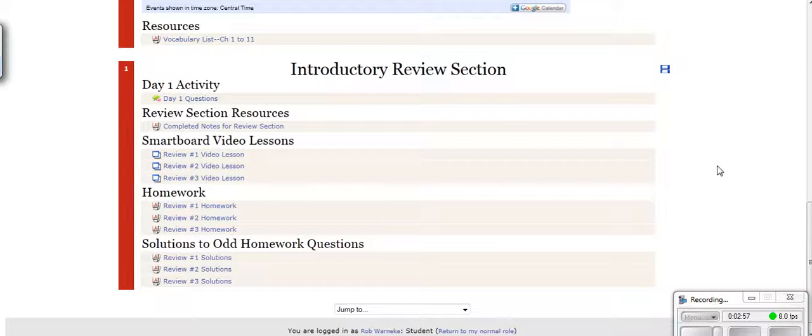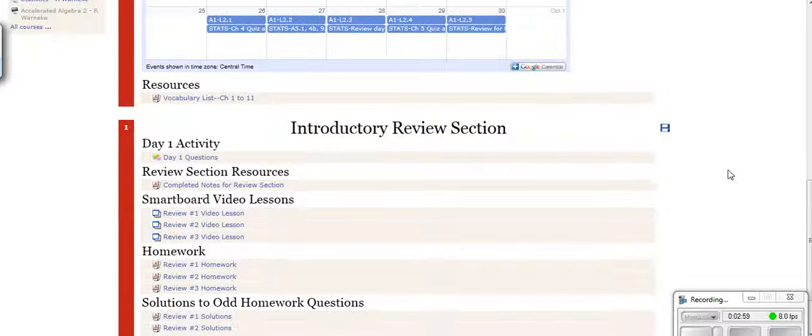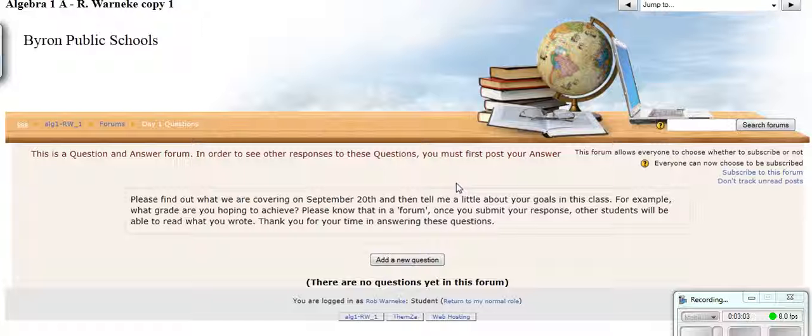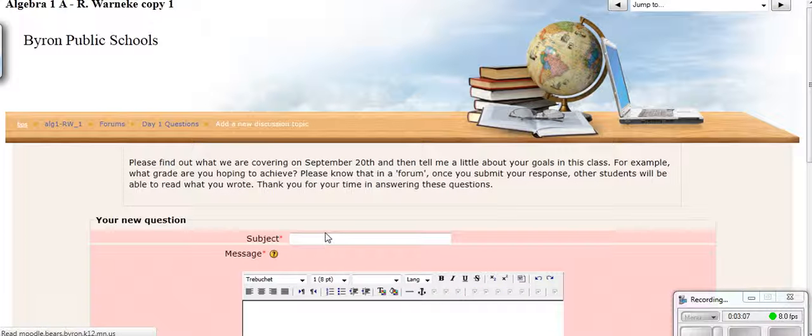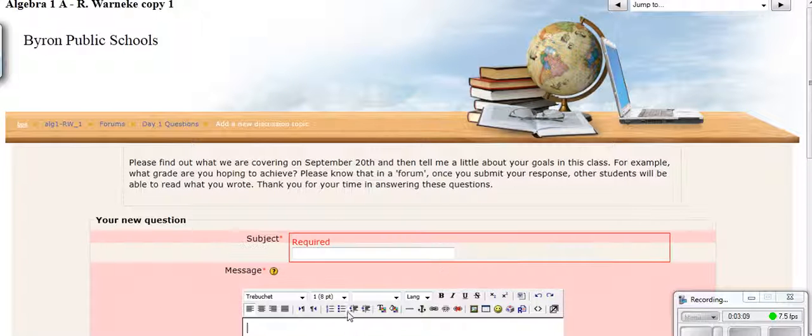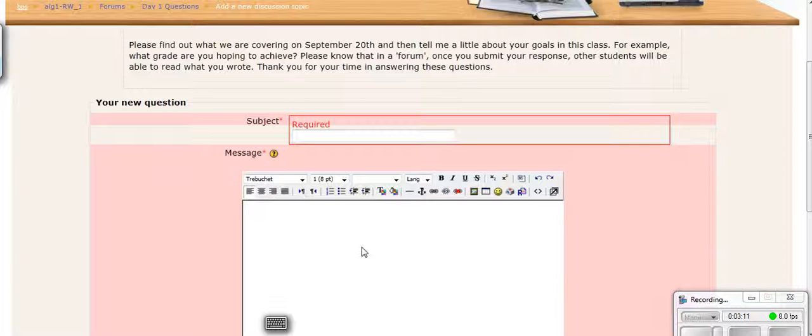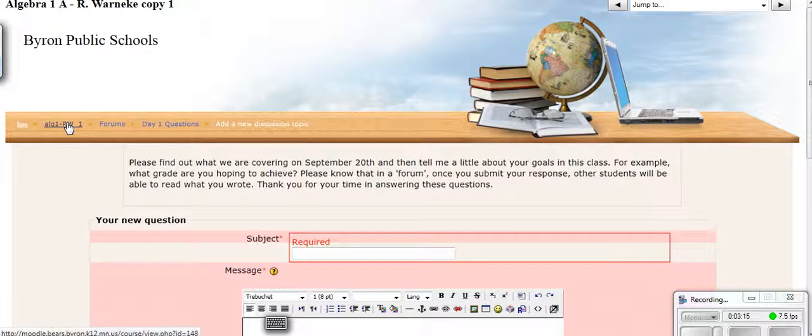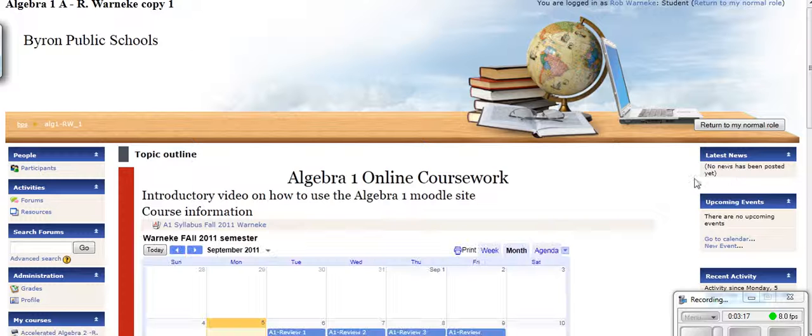So it's a very important site. We also have on day 1 here, if you notice, sometimes there's forums or questions where I would ask a question and you would say your name on this right here, and then you would type in what the answer is to the question that I give. And that's a forum, and that's done once in a while.